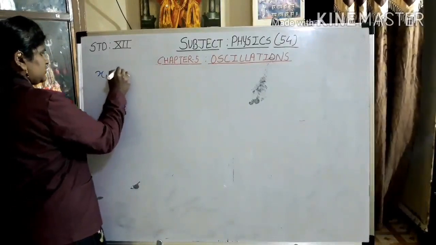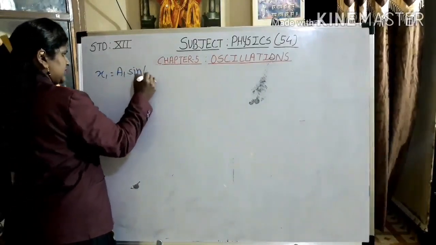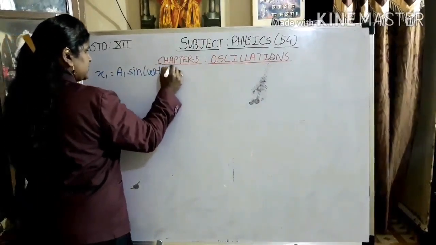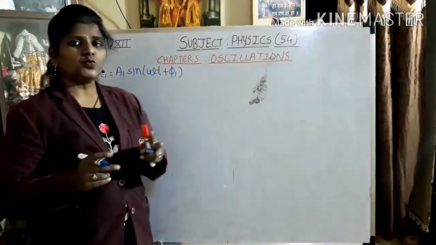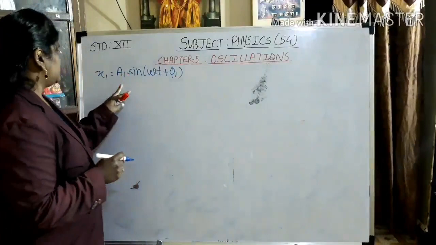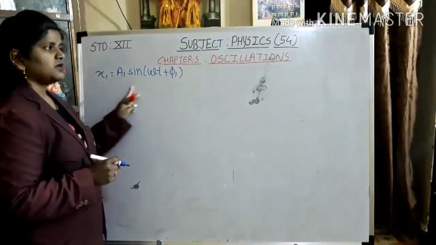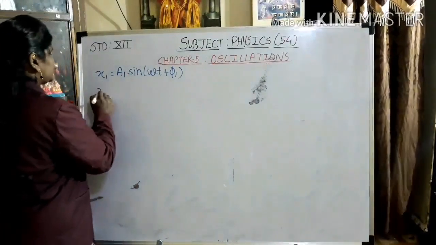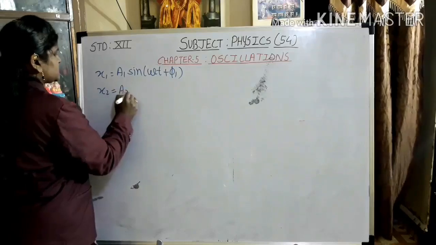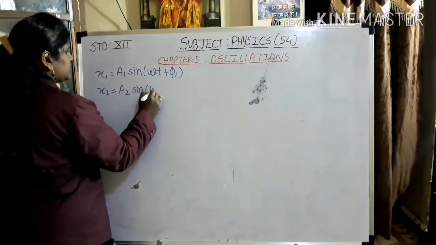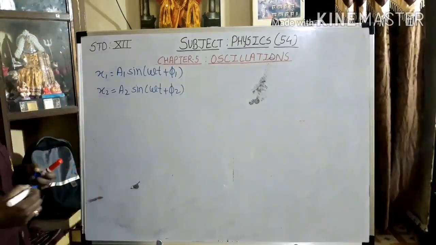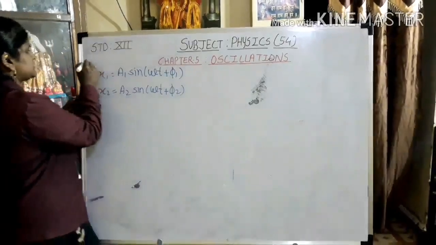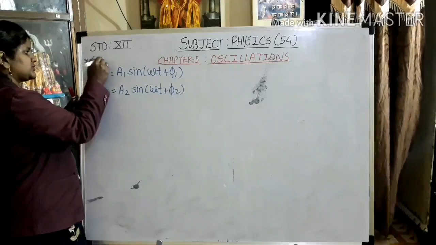x1 is equal to a1 sin omega t plus phi 1. This is the first equation. There are two SHMs, one of which has this equation, and the second has another equation. As we said, it is the composition.